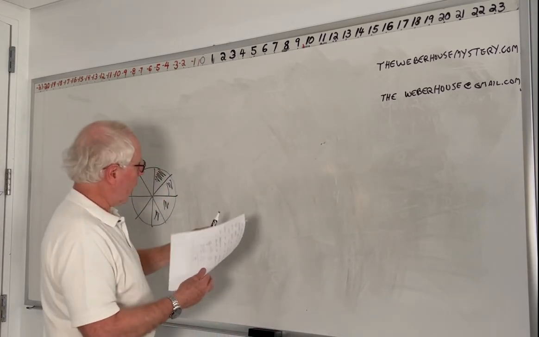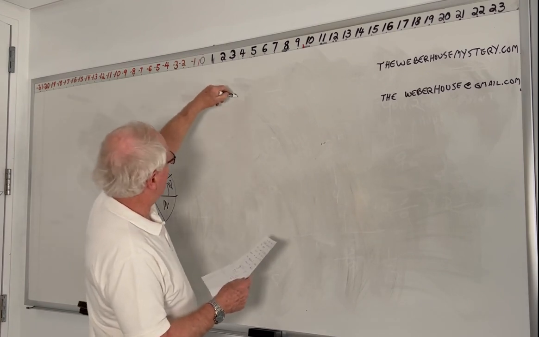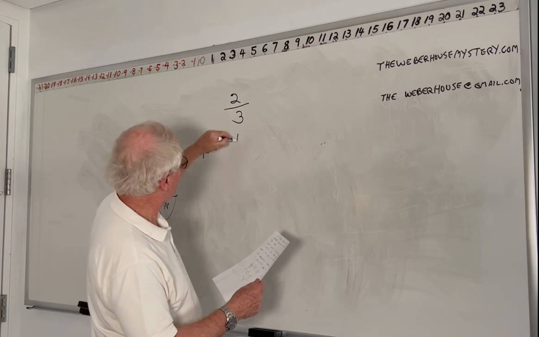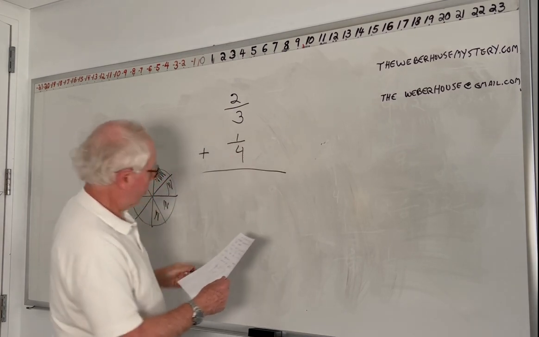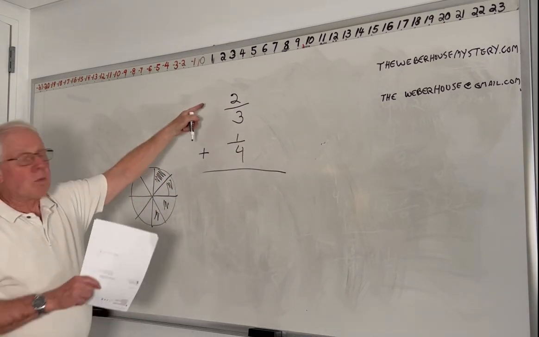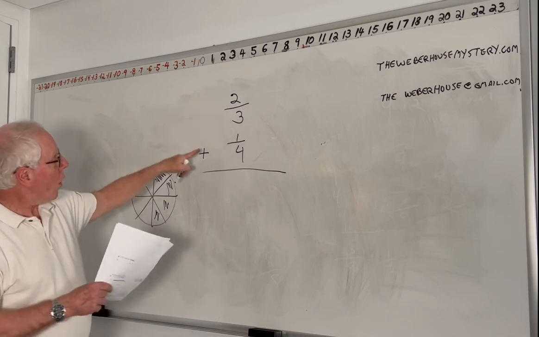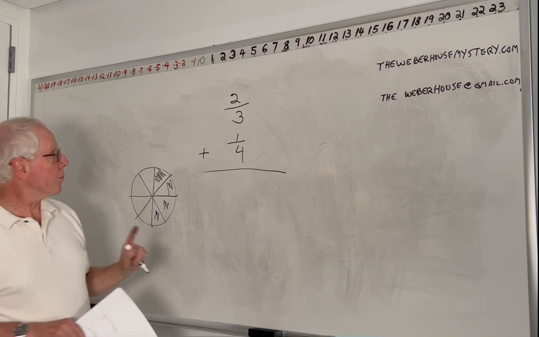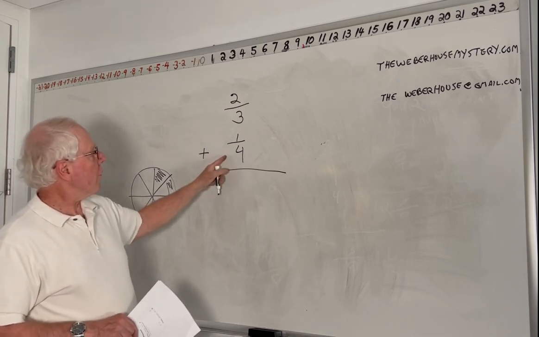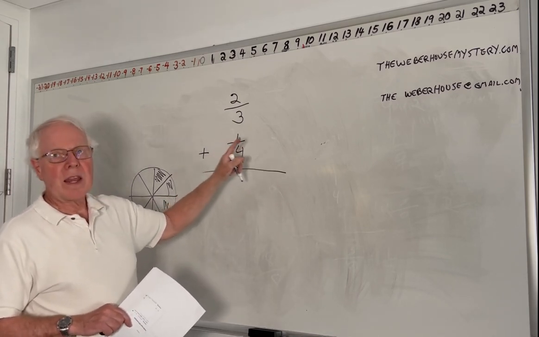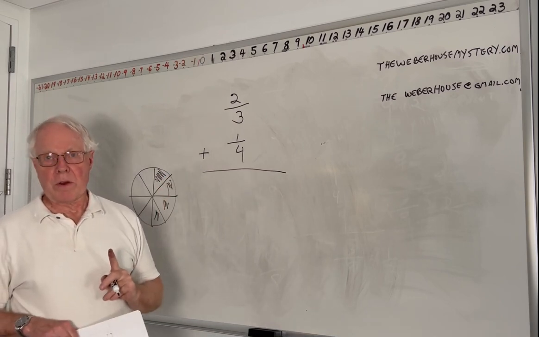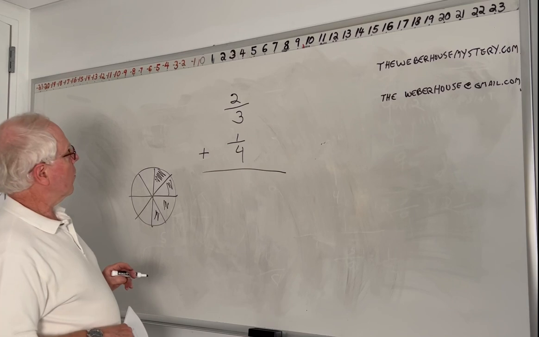is, supposing we have a problem that said add 2/3 plus 1/4. All pretty simple numbers, not too hard to do, but they're not the same denominator, so we can't just go ahead and add them. So what we have to do, we have to see if we can find another name for each of these fractions that has the same denominator. So how are we going to find what that number is?